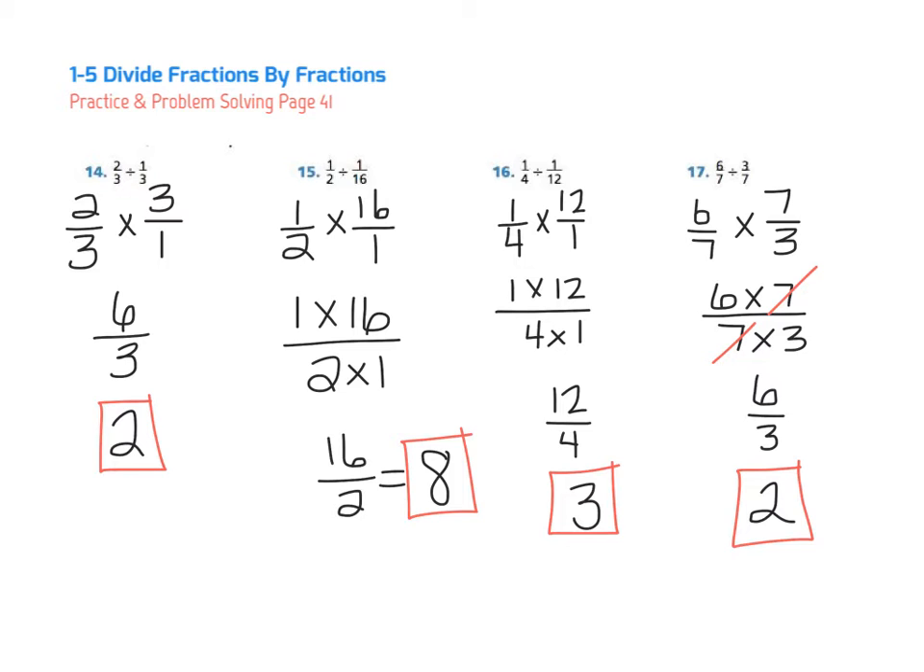When you solve number 16, 1/4 divided by 1/12 becomes 1/4 times 12/1. Multiply across and you end up with 12/4, which is equal to 3. Number 17, 6/7 divided by 3/7 becomes 6/7 times 7/3. Hey, did you notice there's a common factor of 7 in the numerator and denominator? So you end up with 6/3. Or if you hadn't seen that, you would have had 42/21. Both of them simplify to the whole number 2.